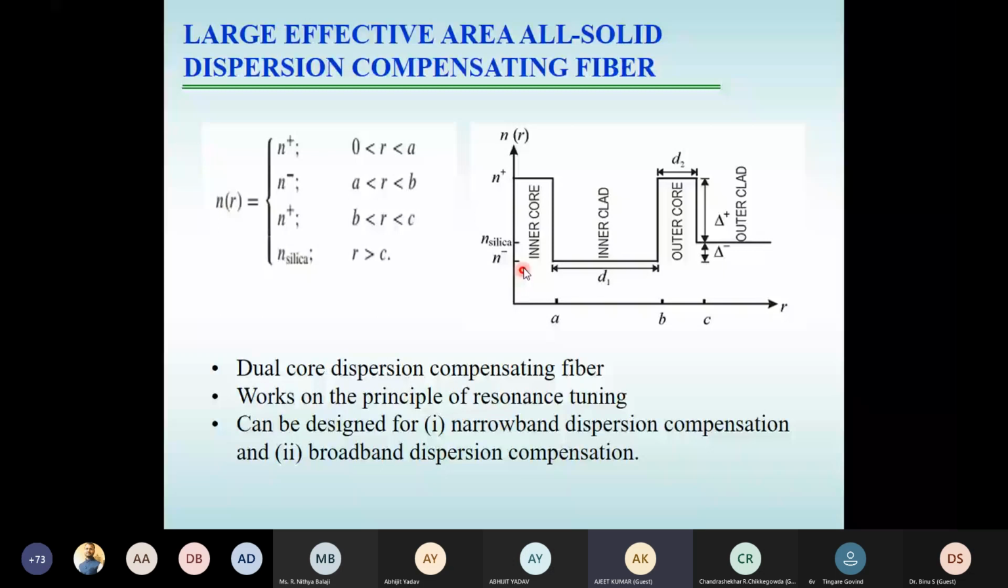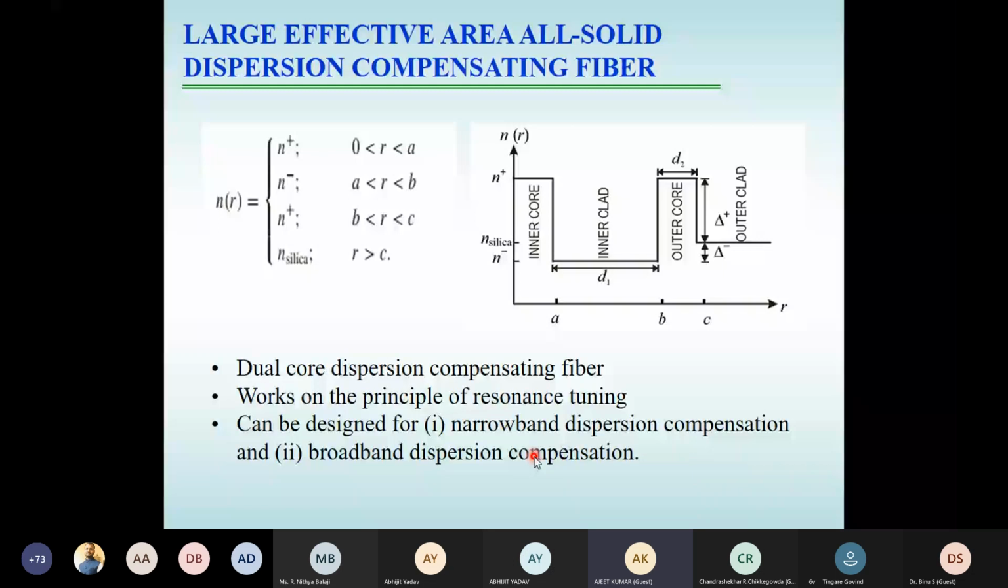So you can increase the refractive index by germanium doping. You can decrease the refractive index by fluorine doping. This is a well established technology in the MCVD. So this design can be used for two design compensations. One is for the narrow band and another one is for the broadband. We'll focus here only on the narrow band.